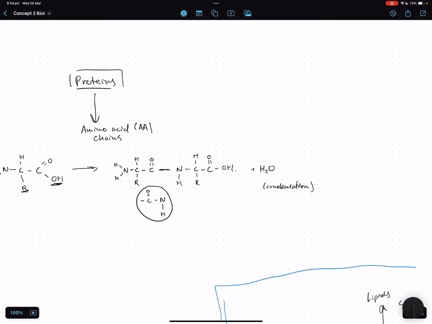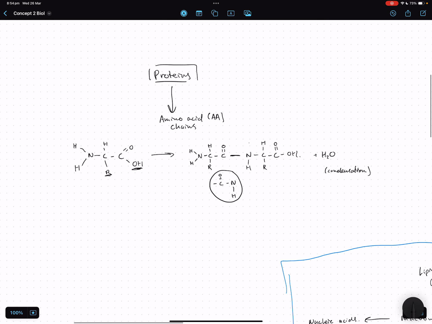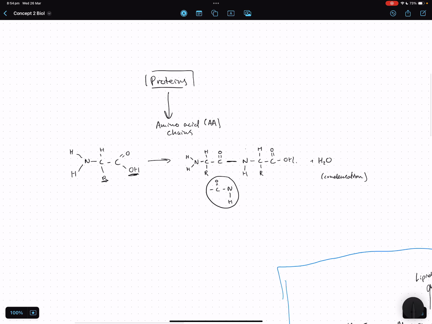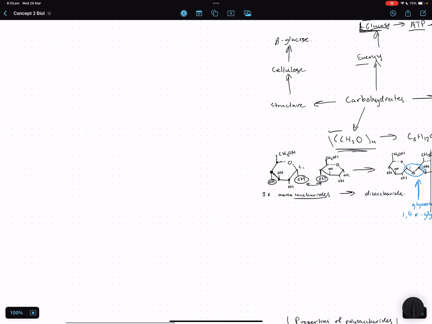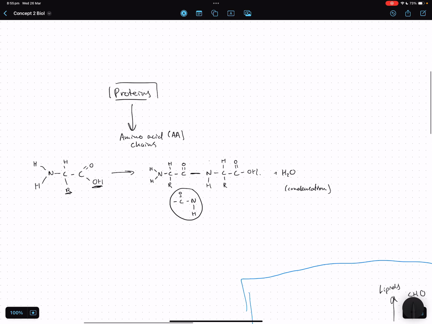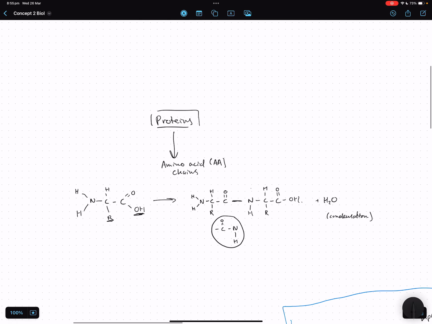If you saw the other video, we talked about this before. The formation of glucose is a condensation. So this is condensation, exactly the same.